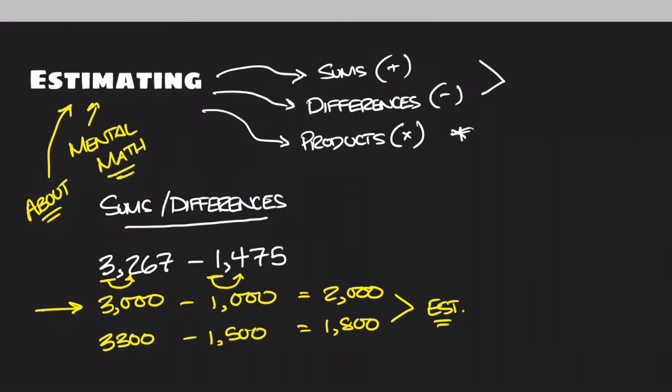And then you're going to see another one with products. Same kind of thing, it's just a little different. What if I have the number 1,477 times 3? Now with estimating products, you only have to round the first one. Okay, so what you're going to do is simply look at this number and round it.